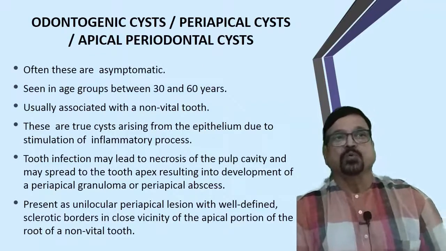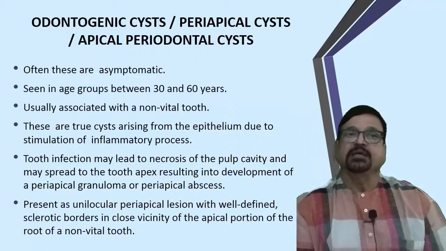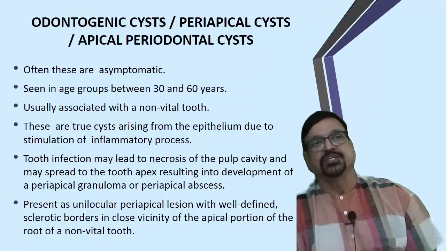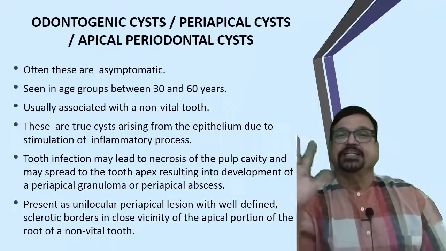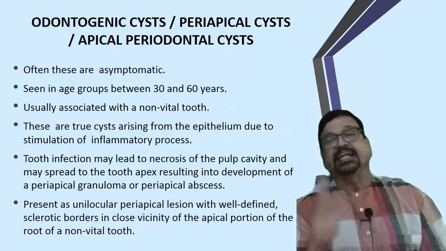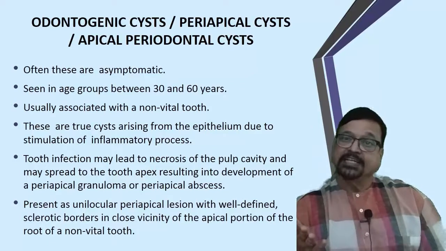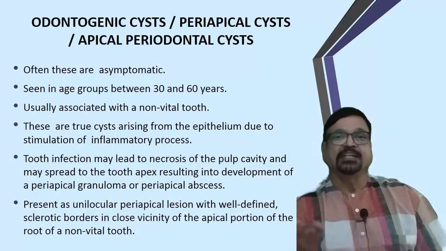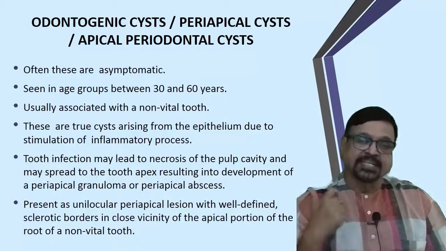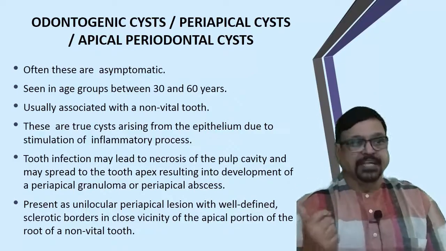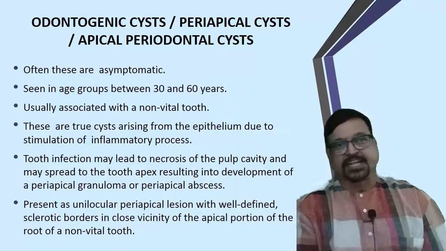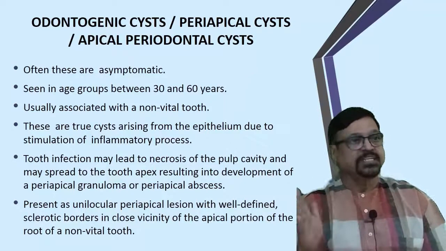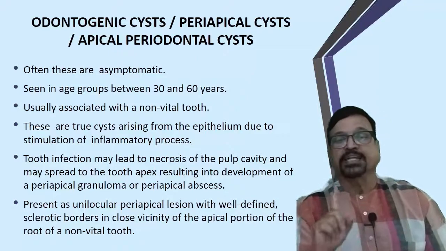First is odontogenic cyst, or that is called periapical cyst or apical periodontoid cyst. Now what are they? These are the cystic lesions. They are the cyst of mandible. They are of the dental origin. Often these are asymptomatic. So how they are detected is by routine dental examination when intraoral X-ray is taken for adjacent tooth. They are seen in the age group of 30 to 60, that is matured skeleton, usually associated with a non-vital tooth.